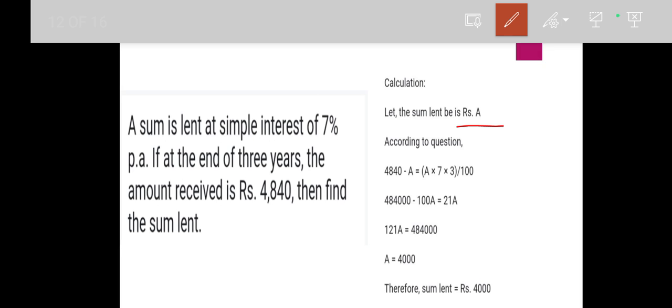For this, you need to know the formula of simple interest. The formula for simple interest is what? PNR by 100, right? This is the formula for simple interest. How can we find the amount of simple interest? Amount that is received minus the sum, that is the amount over here. So we have 4,840 minus A equal to the sum lent A into 7, the rate of interest, into N, the number of years, that is 3, divided by 100. So when you cross multiply that, you get the value of A, that is 4,000. So therefore the sum lent is 4,000.